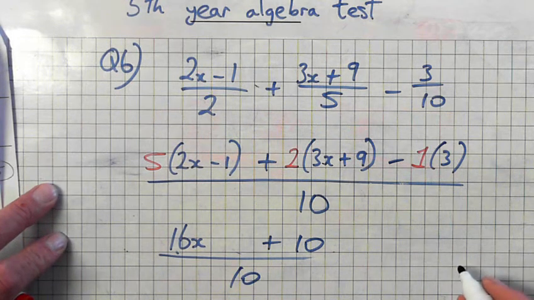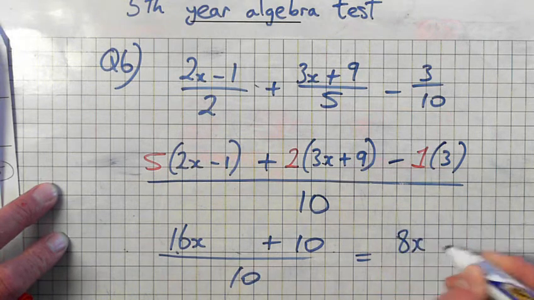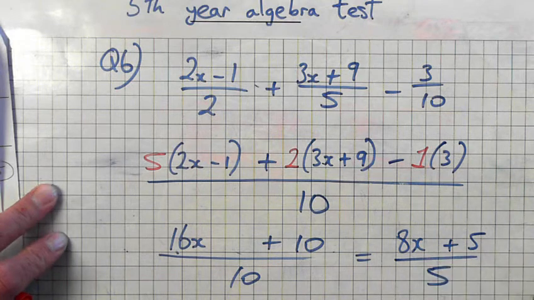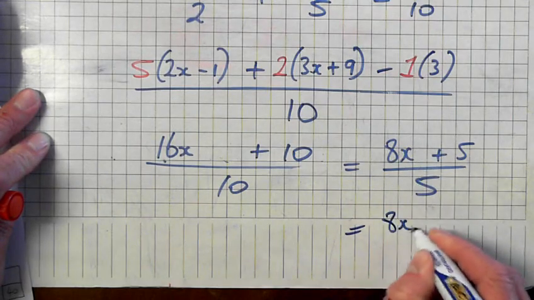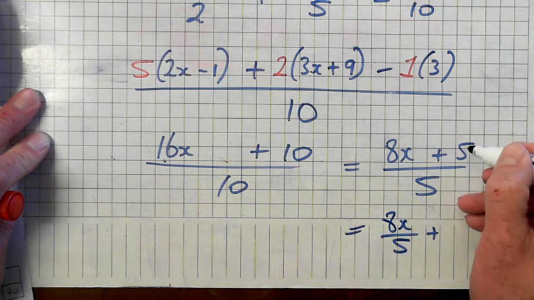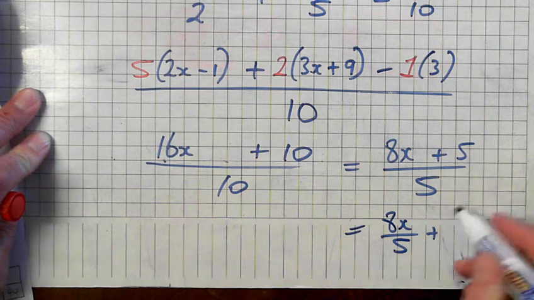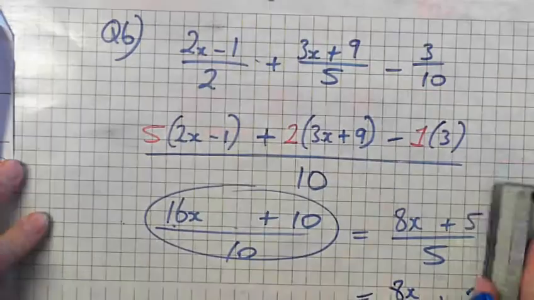Alright, it can be left like that. Or you can divide all the numbers by 2, all the numbers are divisible by 2. So 2 into 16 is 8, 2 into 10 is 5. Okay, it can be written like that, and it can also be written like this. So 8x over 5 plus 5 over 5. 5 over 5 is also equal to 1. If you got this answer, then you got it all correct. That's question 6.